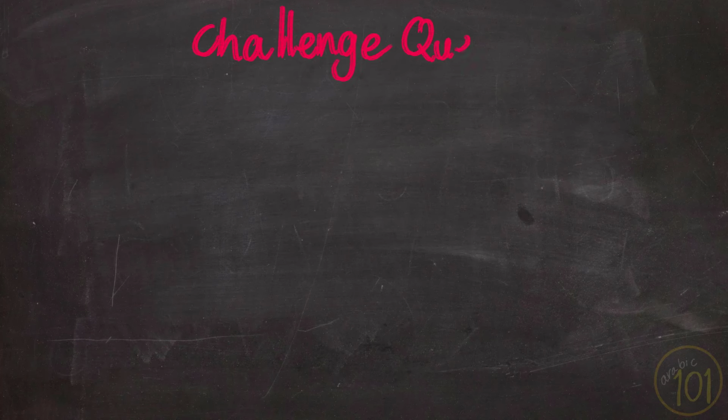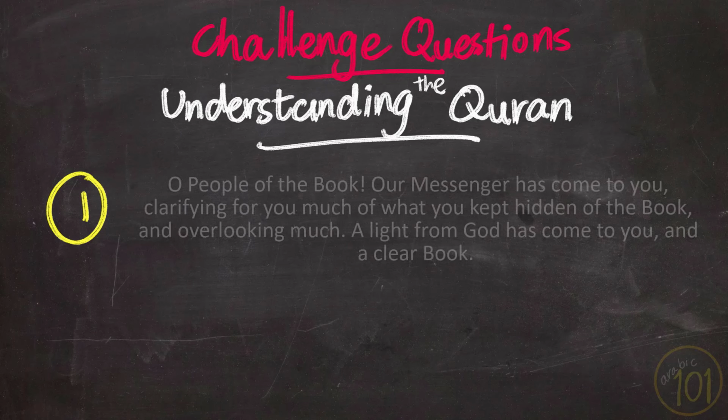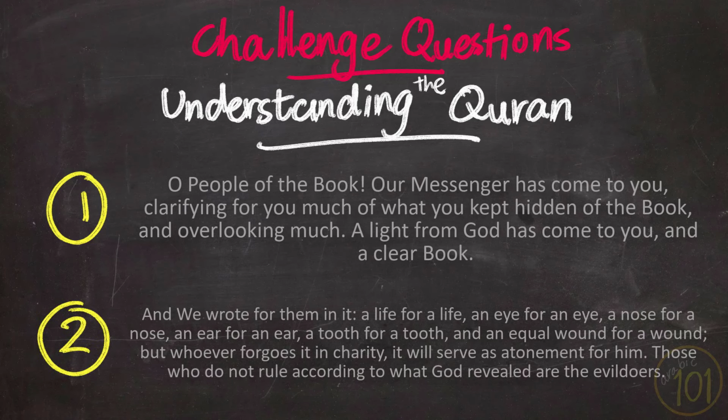And now it's time for the challenge questions of this episode. Today's questions are from the 6th juz. The first question: O people of the book, our messenger has come to you, clarifying for you much of what you kept hidden of the book. And overlooking much, a light from God has come to you, and a clear book. The second question: and we wrote for them in it, a life for a life, an eye for an eye, a nose for a nose, an ear for an ear, a tooth for a tooth, and an equal wound for a wound. But whoever forgoes it charity, it will serve as atonement for him. Those who do not rule according to what God revealed are the evildoers.